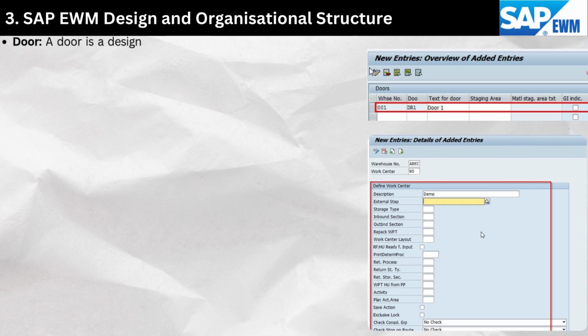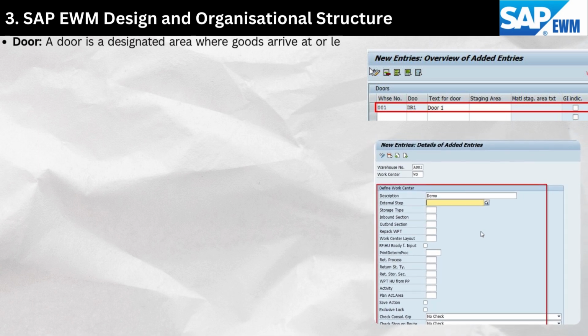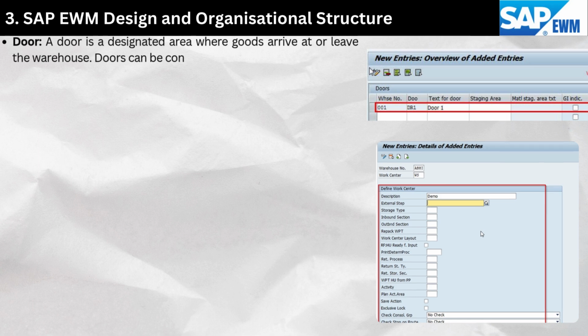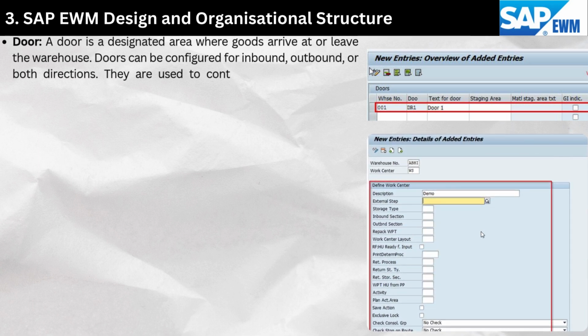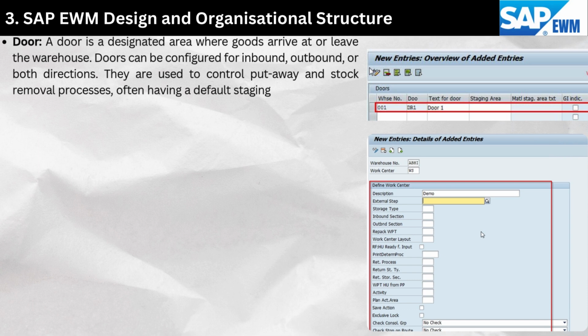Door. A door is a designated area where goods arrive at or leave the warehouse. Doors can be configured for inbound, outbound, or both directions. They are used to control put-away and stock removal processes, often having a default staging area assigned to them.